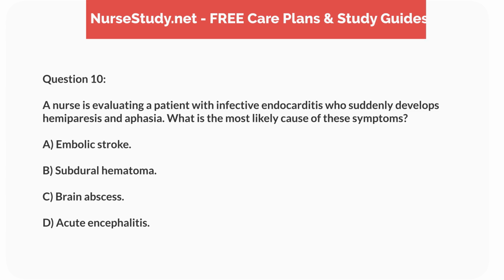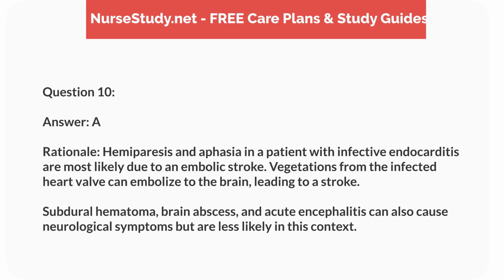Question 10. A nurse is evaluating a patient with infective endocarditis who suddenly develops hemiparesis and aphasia. What is the most likely cause of these symptoms? A. Embolic stroke. B. Subdural hematoma. C. Brain abscess. D. Acute encephalitis. Answer: A.